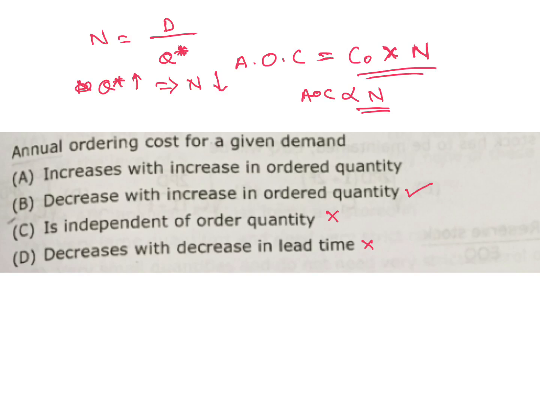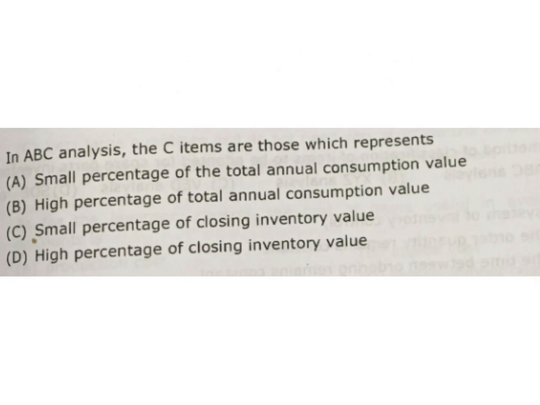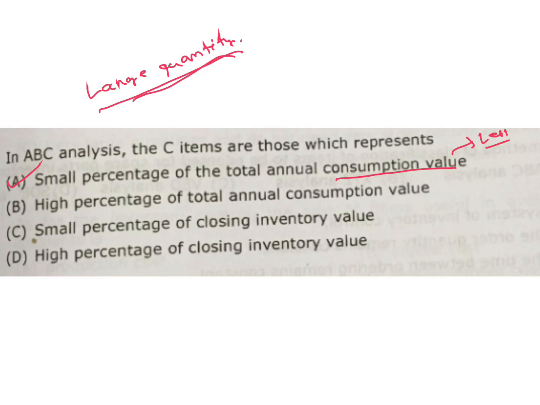In ABC analysis, which is useful in inventory control, the C items are large in quantity, but if you check consumption value, then it's less in consumption value. From the options, small percentage of total annual consumption value, so A is the answer. High percentage of total annual consumption value, these are A items. Small or high percentage of closing inventory value, no. And B is in between A and C.